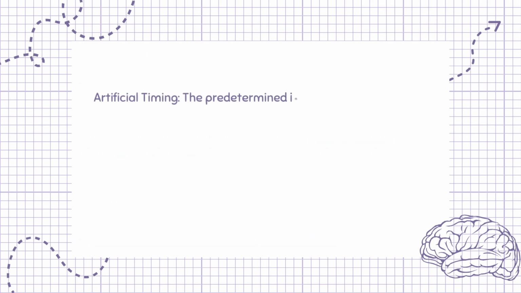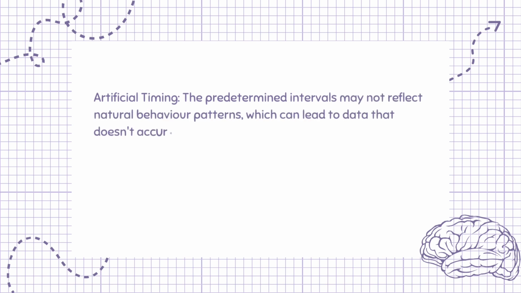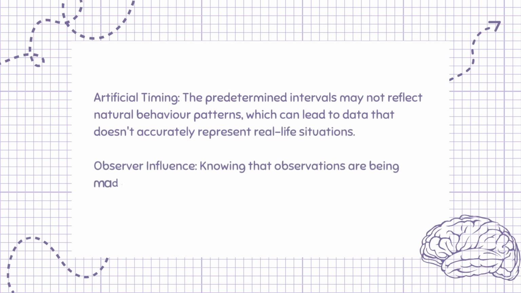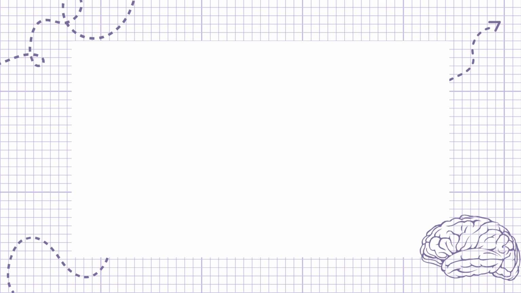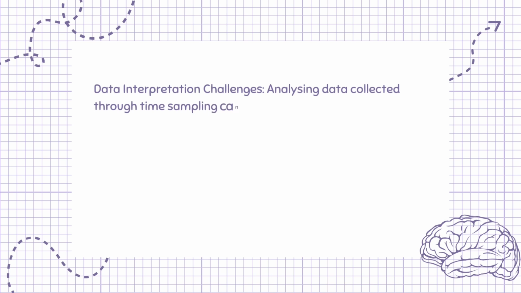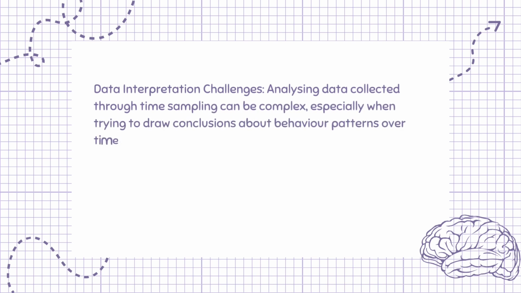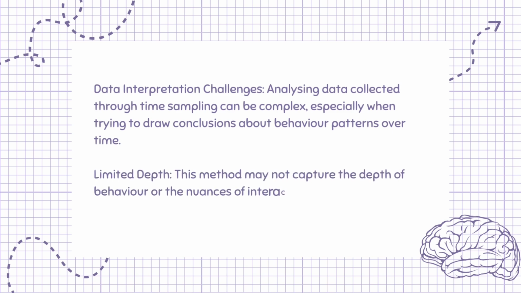Artificial timing. The predetermined intervals may not reflect natural behavior patterns, which can lead to data that doesn't accurately represent real-life situations. Observer influence. Knowing that observations are being made at specific times can influence the behavior of those being observed, potentially leading to altered actions. Data interpretation challenges. Analyzing data collected through time sampling can be complex, especially when trying to draw conclusions about behavior patterns over time. Limited depth. This method may not capture the depth of behavior or the nuances of interactions, as it often prioritizes frequency over quality.